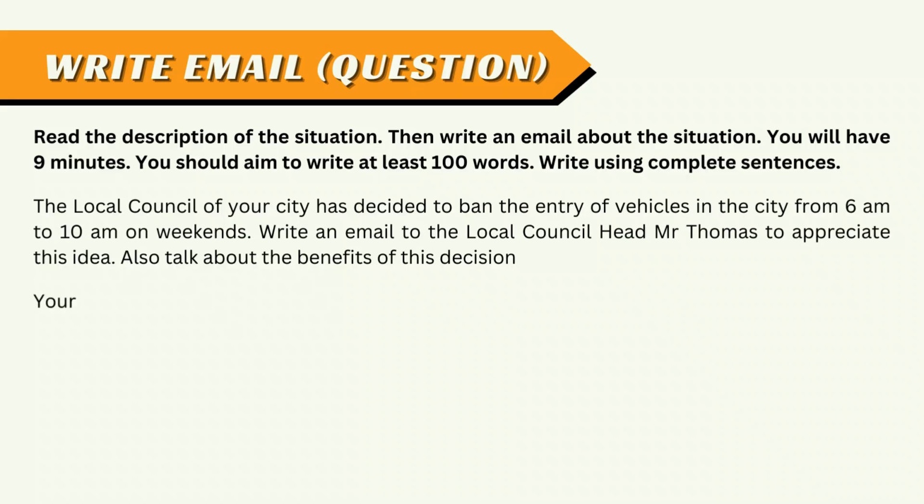So now when I've read it, there are 2 questions in my mind. Who am I writing to? And my answer comes from the prompt itself. I am writing to the local council head, Mr. Thomas. My second question is, why am I writing? What is the purpose? What am I going to talk to Mr. Thomas? So I'm going to appreciate his idea for banning the vehicles. So I've done 2 important things. I found 2 important answers from the prompt. And after that, I'll just see the themes and go ahead.